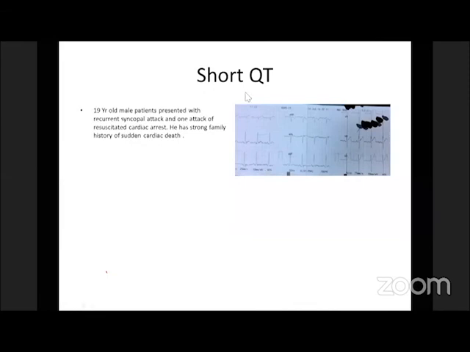And this is the last slide. This ECG is taken from a 90-year-old male patient presented with recurrent syncopal attacks and one attack of resuscitated cardiac arrest. He has strong family history of sudden cardiac death. If you look at the QT interval, it is very short. So this is a short QT syndrome. This is a very rare condition, but it is associated with sudden cardiac death and it is familial.